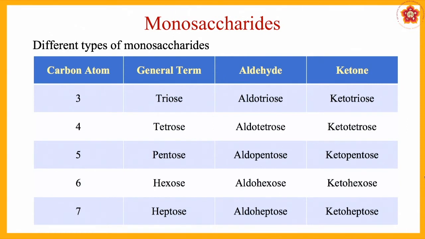If 5 carbon atoms are present in the monosaccharide, the general term is pentose. If it has an aldehydic group, that is an aldopentose, and if it has a ketonic group, that is a ketopentose. Next, with 6 carbon atoms, the general term is hexose. Then with an aldehydic group, it is an aldohexose, and with a ketonic group, a ketohexose. Next, with 7 carbon atoms, it is a heptose. Then an aldehydic group gives an aldoheptose, and a ketonic group gives a ketoheptose. So this is all about the different types of monosaccharide, from 3 to 7 carbons.